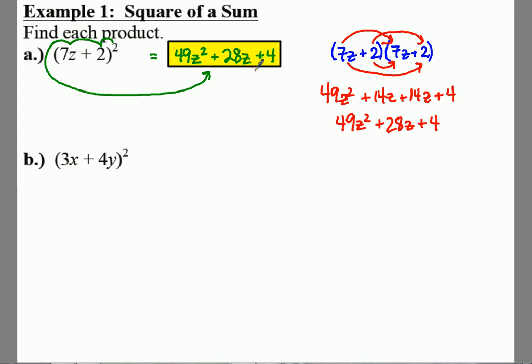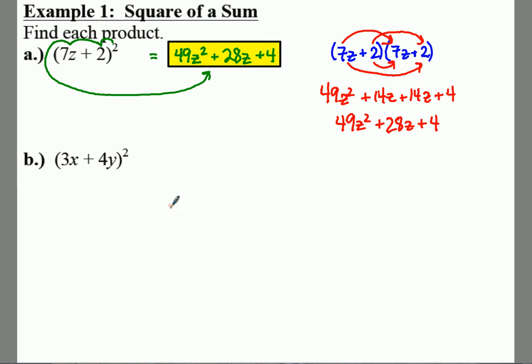See how it's the same answer as what we have up here. However, this was done much faster. It's just a special product where you have a binomial that is quantity squared. So for the next one, let's try it out and see what we can get.